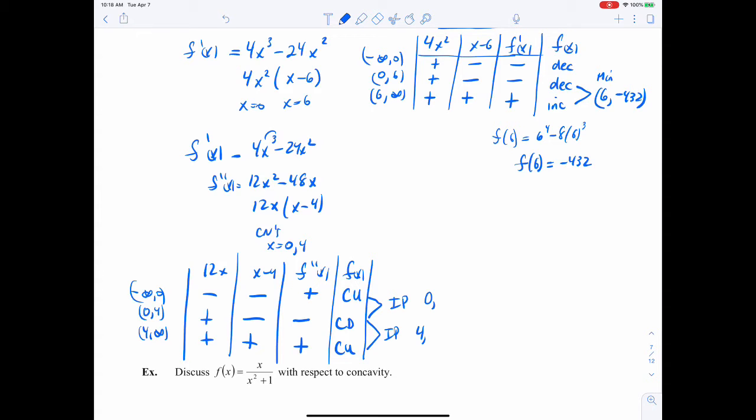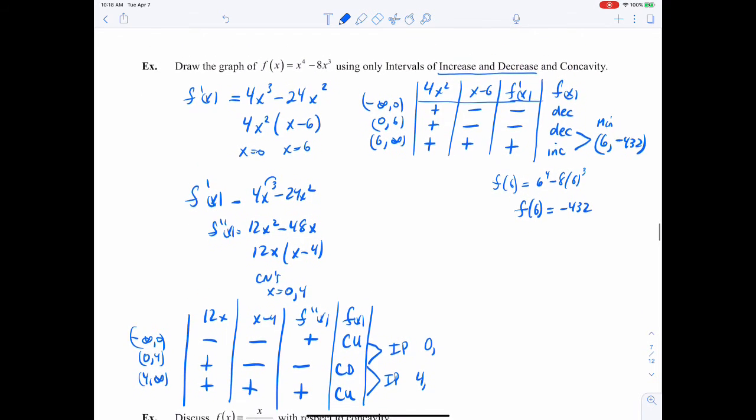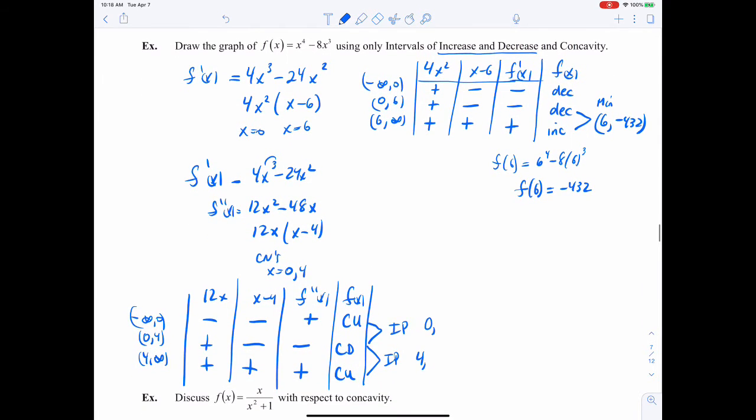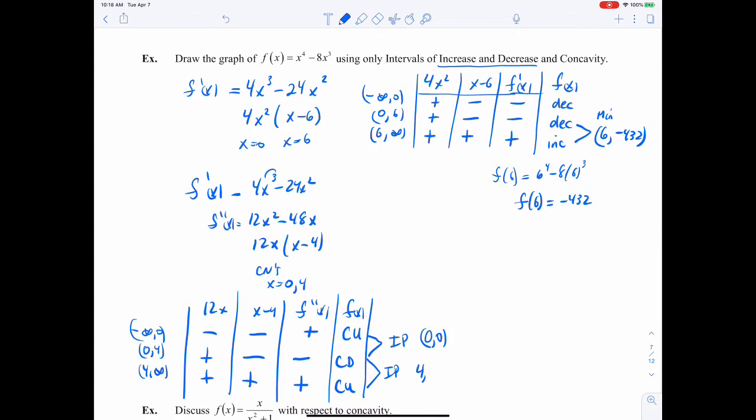So now I'm going to sub those values in. 0 is easy, into my original function. 0 to the 4th minus 8 times 0 to the 3 is 0. And then 4, if I have to go f of 4, so f of 4 equals 4 to the power of 4 minus 8 times 4 to the power of 3.